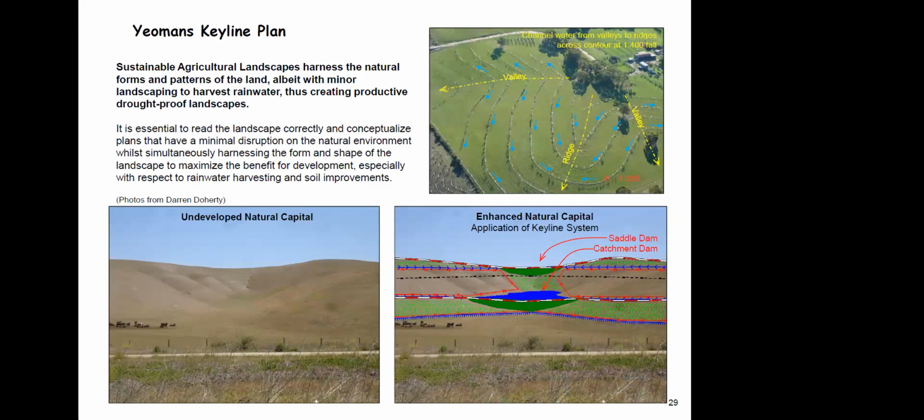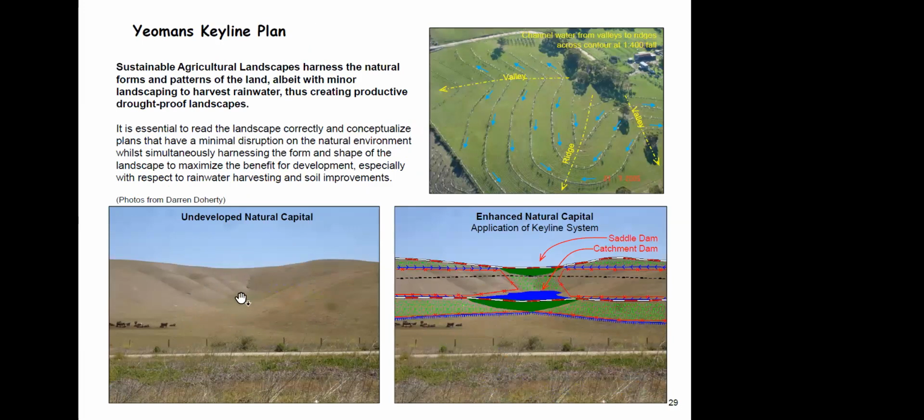How do we follow the water in the landscape? Here's a classic example of undeveloped natural capital. You'll see this green spot of grass here. Now this is where the slope changes from convex to concave. And that point of change is called the inflection point.